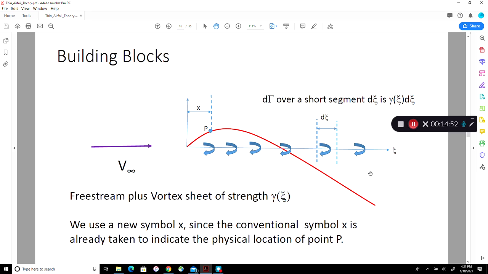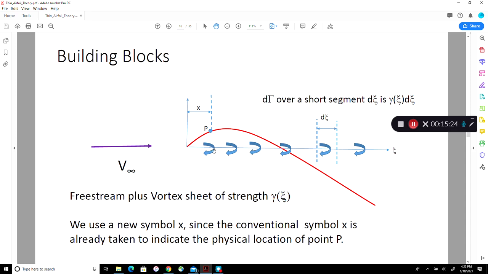So when they were developing these theories, remember this was long before computers. Between the First World War and Second World War, early times, the Wright brothers didn't have any of these theories. They just had a wind tunnel. That's all they had to work with. So this is the model that they started with. They took a free stream as a building block. They took tiny vortices of strength gamma dxc distributed all over the chord line as the building blocks to model flow over an airfoil.